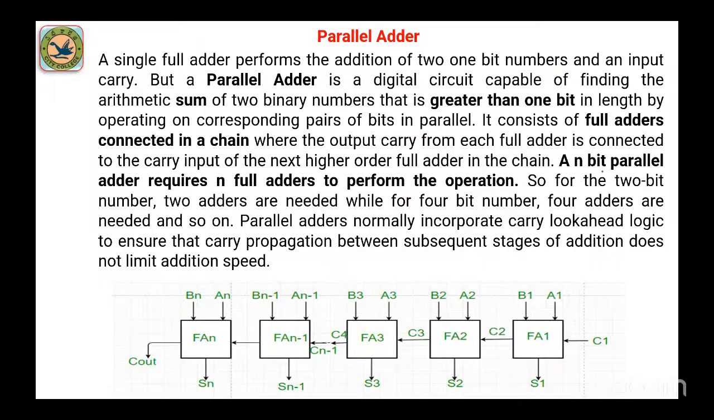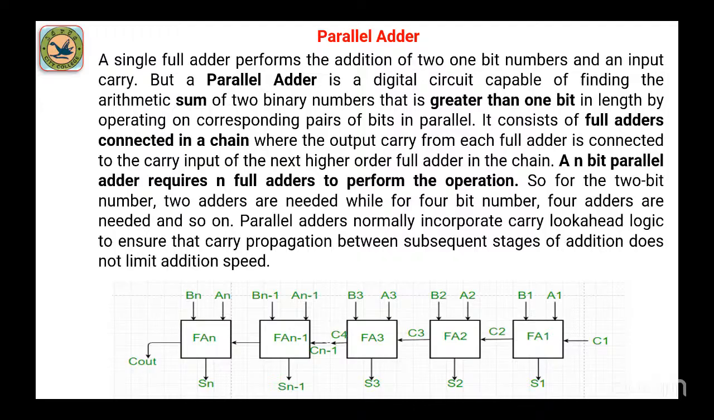This is a parallel adder. A single full adder can perform the addition of two 1-bit numbers and a 1-bit carry. But a parallel adder is a digital circuit capable of finding the arithmetic sum of two numbers greater than 1-bit length. It operates on corresponding pairs of bits in parallel, and consists of full adders connected in a chain.